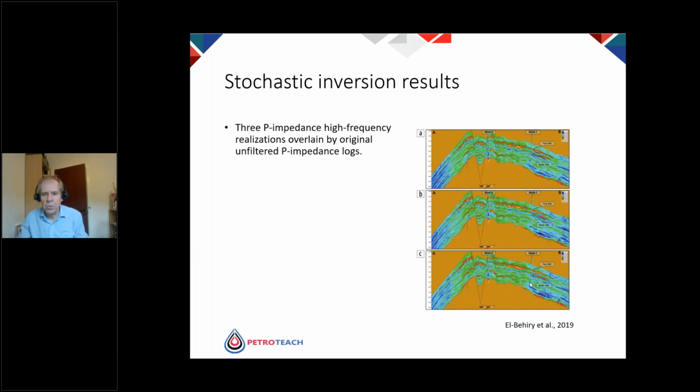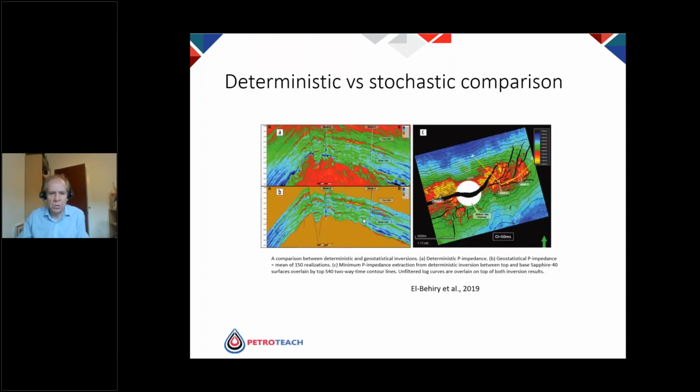Here's a zoom in on these different simulations. They're all consistent with the seismic data, and they're all consistent with the statistics of the well logs. What I want to do with these is try to estimate uncertainty. This is showing the comparison of deterministic versus stochastic. The mean of the stochastic should be the same as the deterministic.